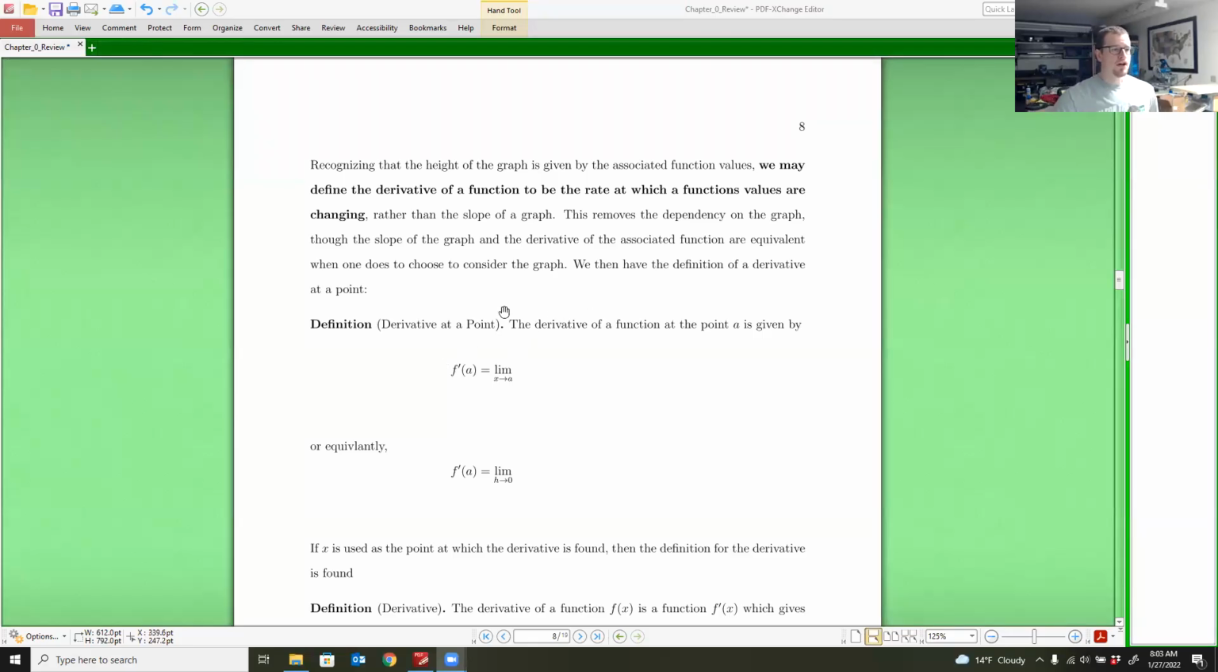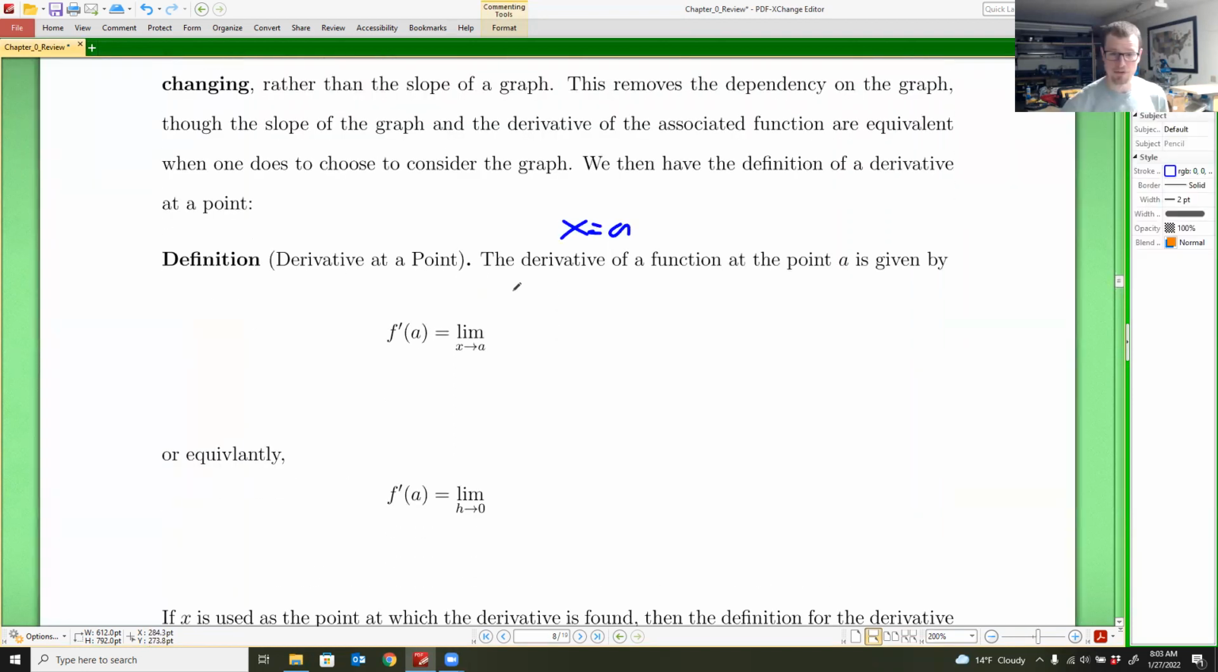So if we want to talk about the derivative of a function at a point, so we have a particular x value in mind, that x value is a, so the derivative at x equals a is defined by the limit as x approaches a of exactly what we wrote down last time, f of x minus f of a divided by x minus a. And the notation for that is f prime of a. Easy enough.